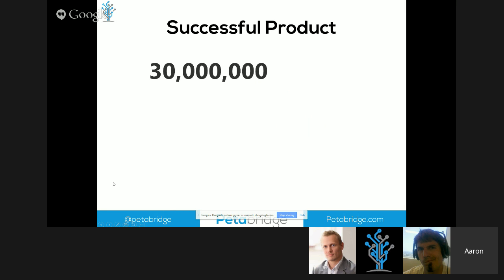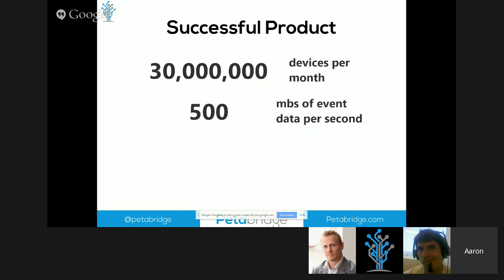So 30 million was the number of distinct devices per month that we had. So we'd have 30 million different devices connect and transmit data at any given time. We had 500 megabytes of event data per second coming in through our load balancer. So these are all the pieces of data that we'd receive as HTTP requests. And we'd have to go and transform those and denormalize them and write them to our database.